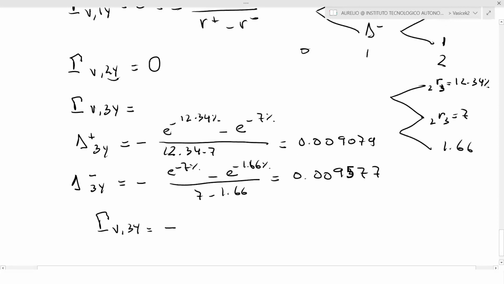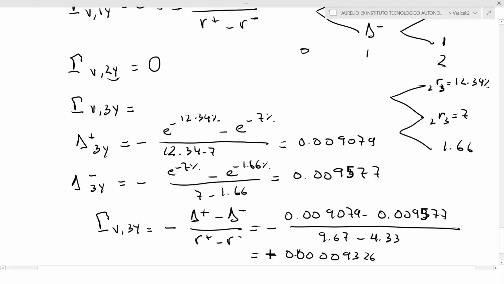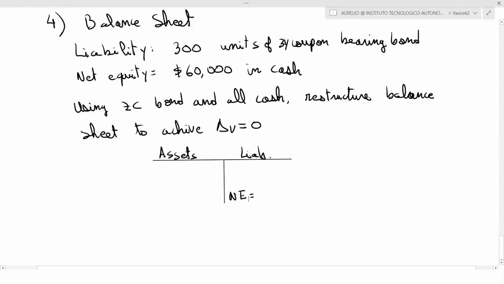minus the delta plus of the 3-year minus delta minus over R plus minus R minus. This is going to be equal to minus 0.009079 minus 0.009577 over 9.67 minus 4.33. And this is going to be equal to a very small number, 0.0000 and then 93.2615. Now let's turn to the last problem, which is balance sheet and immunization.